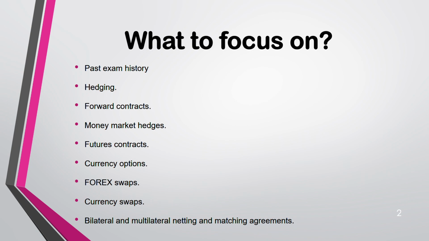Most of the time it has been seen that forward, future and option always come. These are the three that always come in the exam. Sometimes swap, and sometimes bilateral and multilateral netting come, not always, but they did come in past papers, I think 2 or 3 times. But forward, future and option are the most frequent ones.